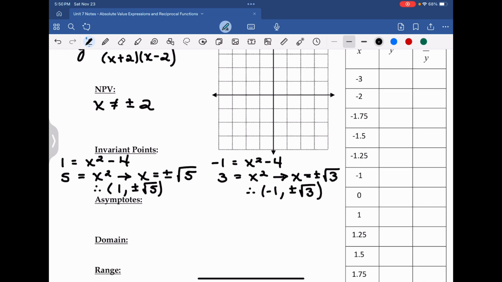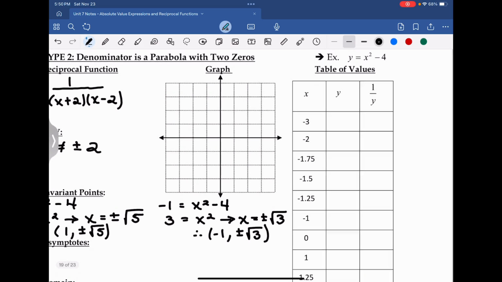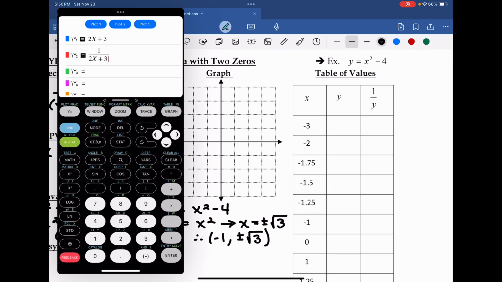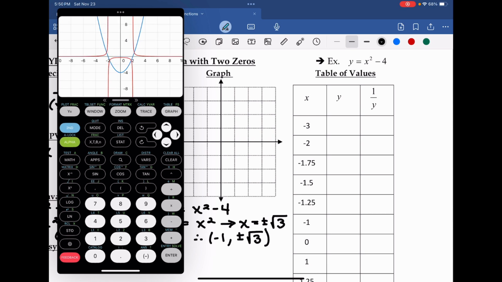Okay, now our asymptotes, we could write that in afterwards. In fact, what we're going to do is start plotting in these values right away. I'm going to go to my graphing calculator and go y equals, clear out our original functions, and write in x squared minus 4, and then put in our reciprocal, which is y equals 1 over x squared minus 4. Graph it. There we go.